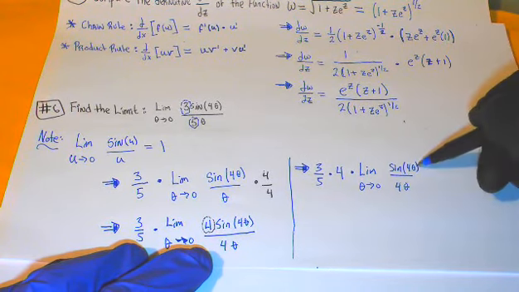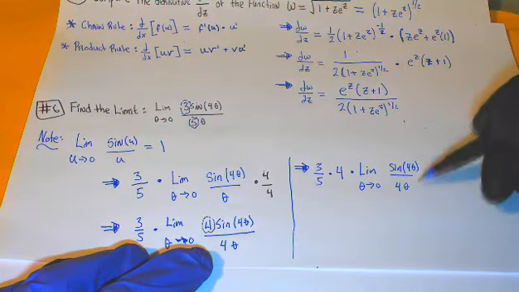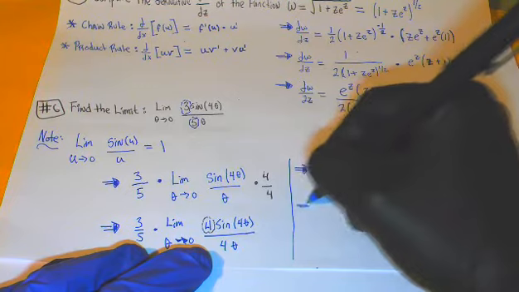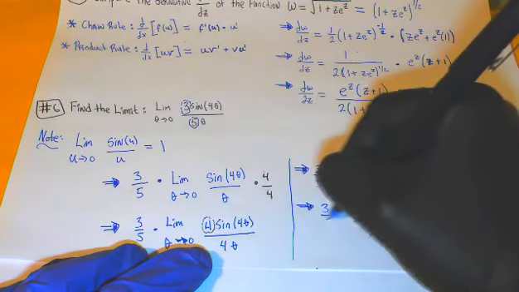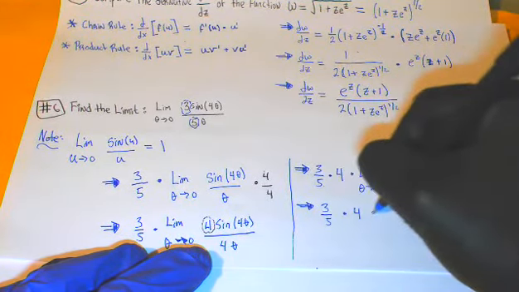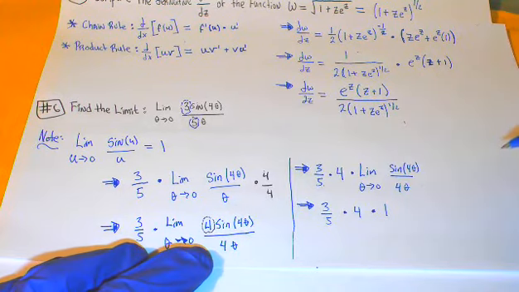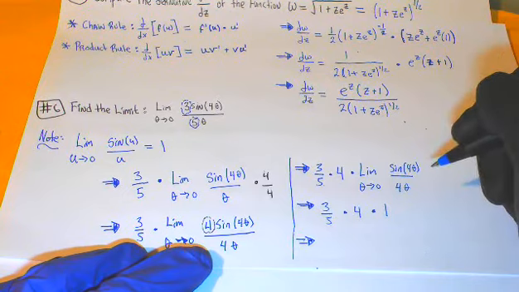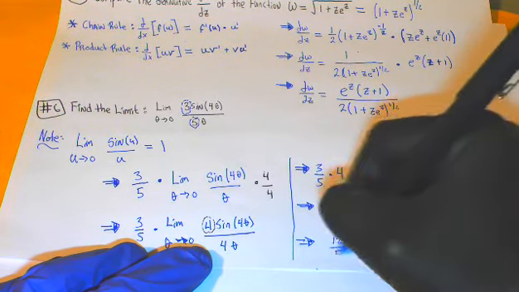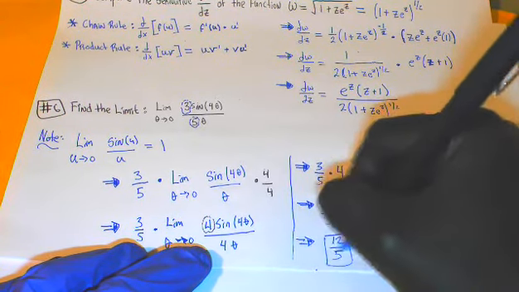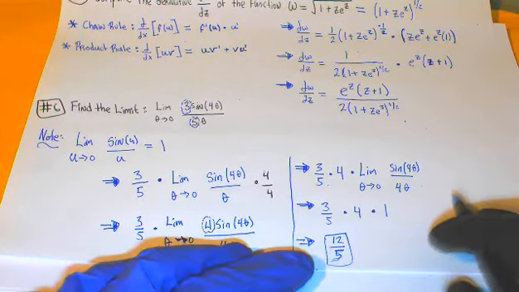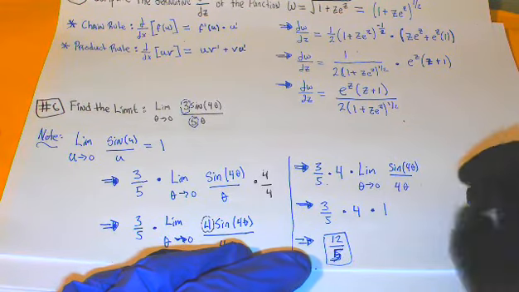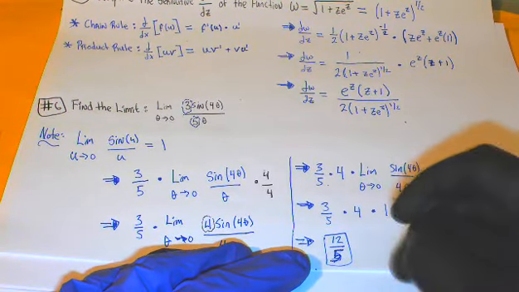Now since my argument or angle for sine matches my denominator, I know that this entire limit goes to 1. So we have 3/5 times 4 times 1. And you just multiply this all out. 3 times 4 times 1 is 12, divided by 5, and that's your final answer: 12 over 5. Now, I'm sorry about using a pen. My markers are all pretty much done for, so I'm sorry about using a pen here.